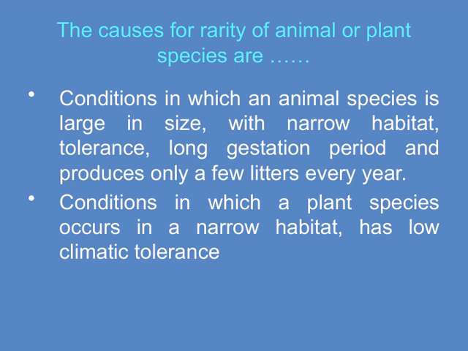Additionally, species with narrow tolerance to environmental conditions, meaning they can only survive within a specific range of temperature, humidity, or other factors, are more likely to be rare because any change in their environment can threaten their survival. Another important factor is reproductive traits. Species that have a long gestation period and produce only a few litters each year tend to have slower population growth. This makes it harder for them to recover from threats or declines, increasing their rarity.